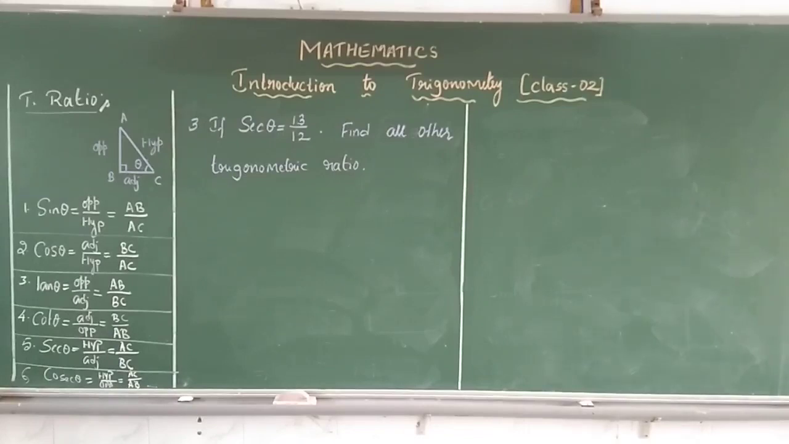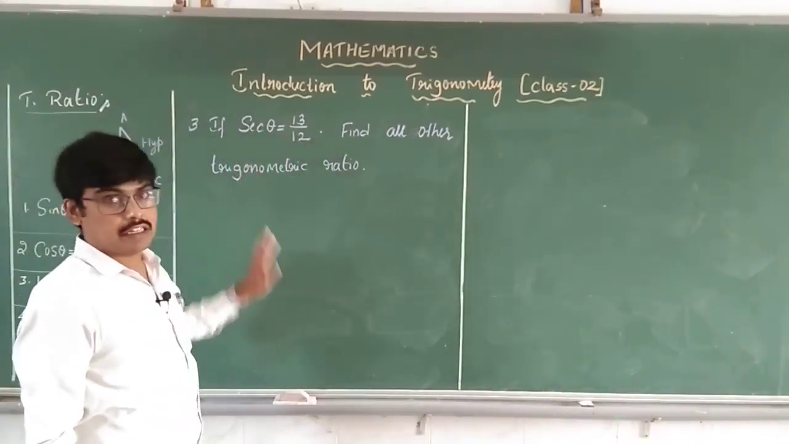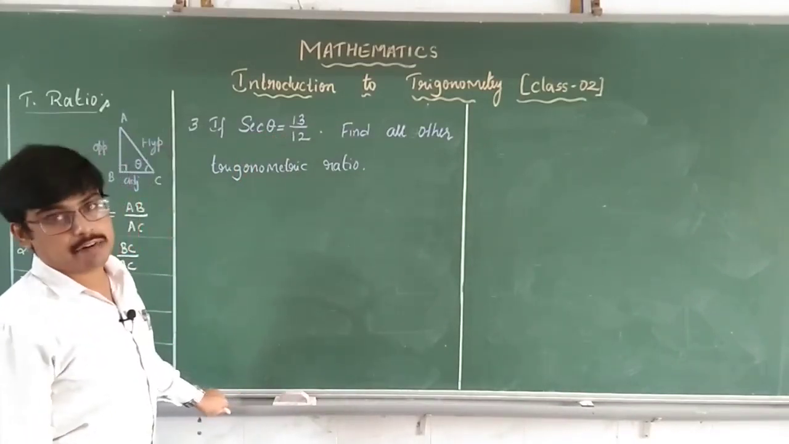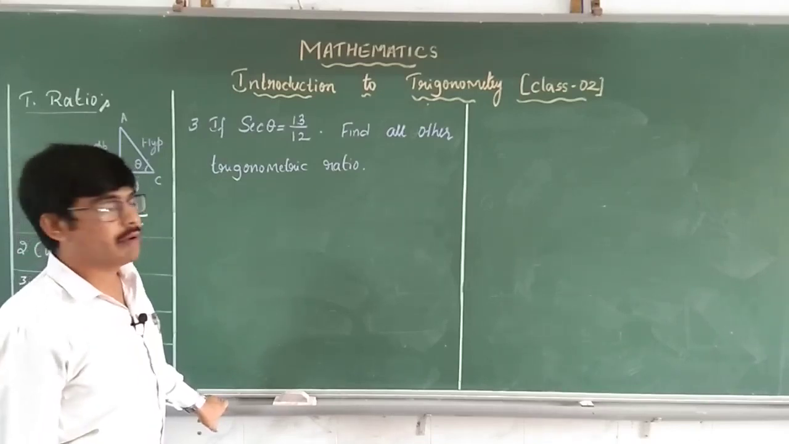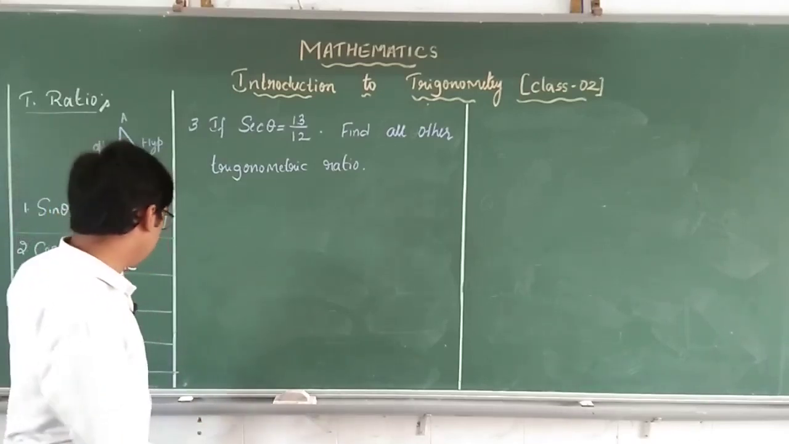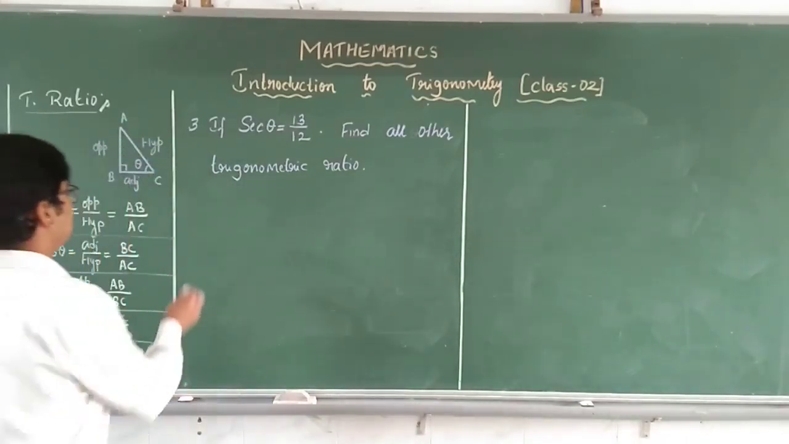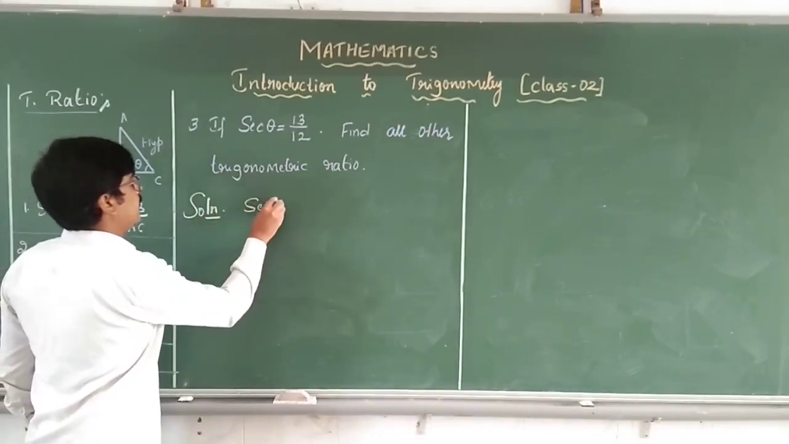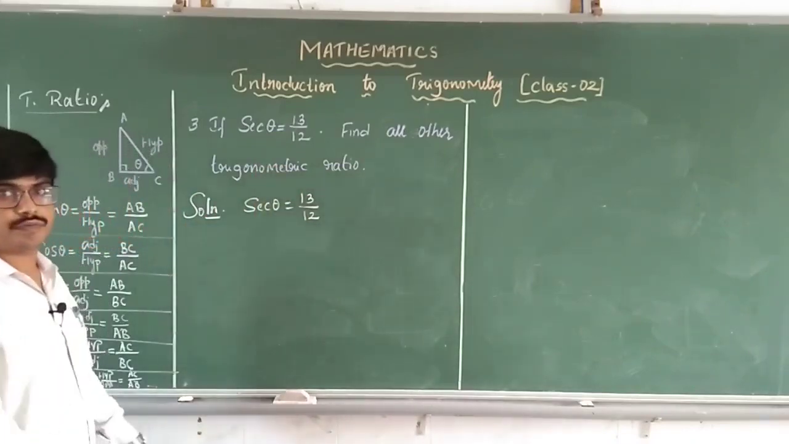Yes, the next problem is, the figure is not given, they gave one ratio: secant theta is 13 by 12. Then find all other trigonometric ratios. So what is given? Secant theta is equal to 13 divided by 12.